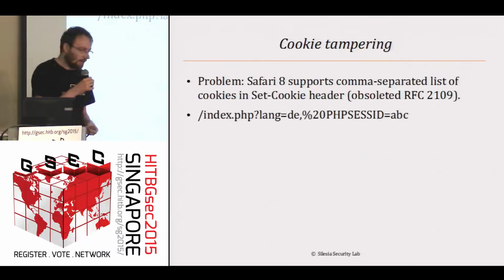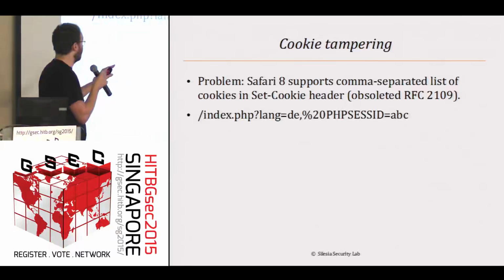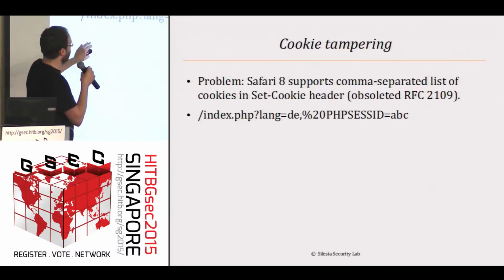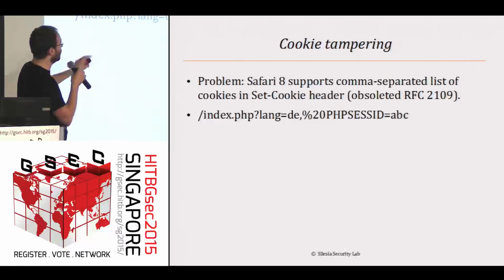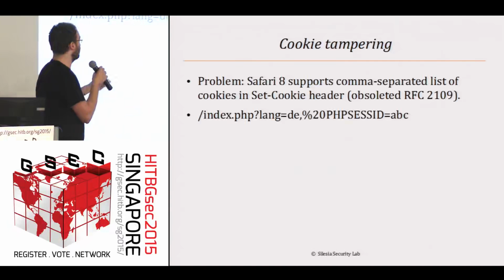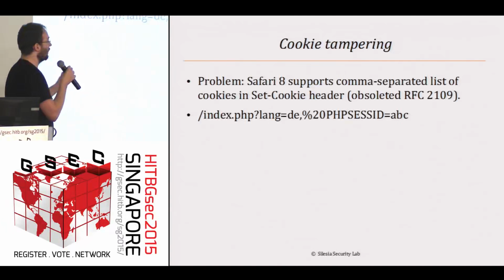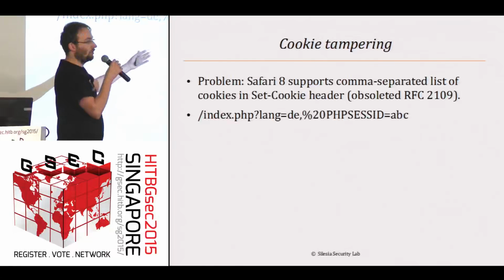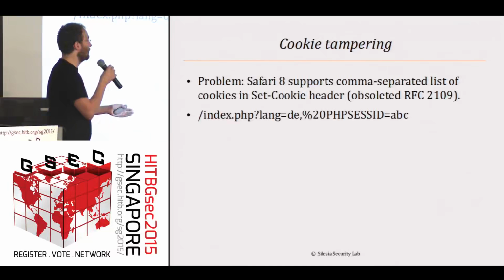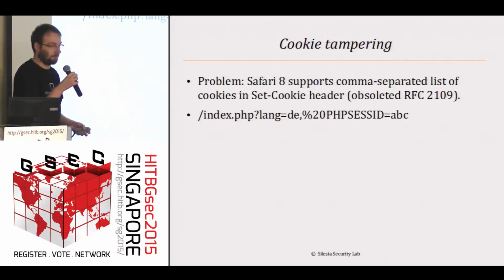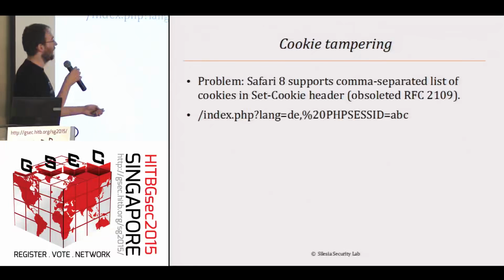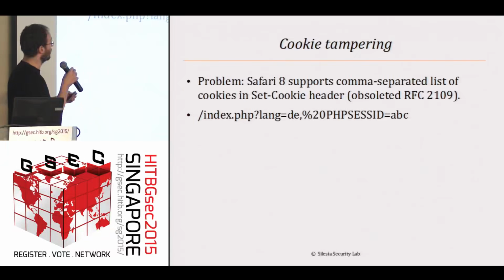And it looks like this. This is part of the URL. You've got something like this in the URL: language equals DE, for German, for example, then comma, %20, so a URL-encoded space character, and then the cookie of your own choice, right? For example, PHPSESSID equals ABC. Of course, the assumption is that this is reflected in the Set-Cookie header. Keep in mind, because we are talking about the Set-Cookie header in the response.